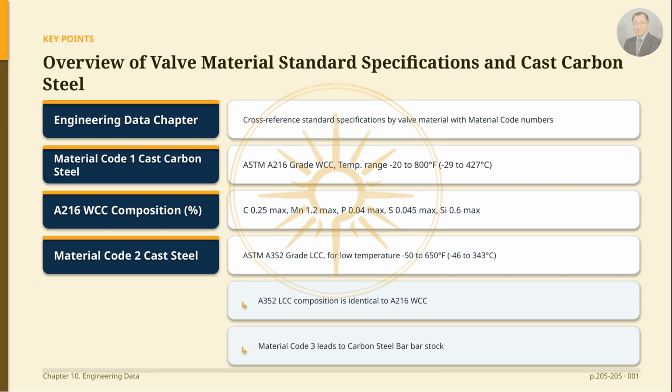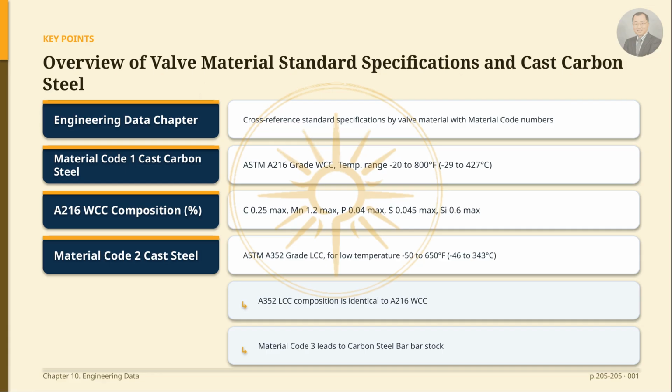The first material code, number 1, is cast carbon steel, ASTM A216 grade WCC. The usable temperature range is from -20 degrees Fahrenheit to 800 degrees Fahrenheit, or -29 degrees Celsius to 427 degrees Celsius. Its composition consists of a maximum of 0.25% carbon, 1.2% manganese, 0.04% phosphorus, 0.045% sulfur, and 0.6% silicon.